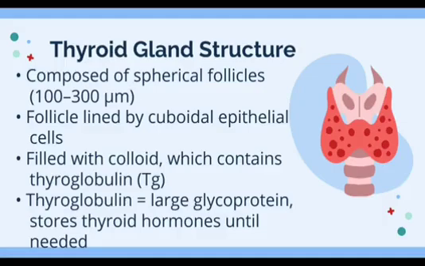The thyroid gland structure. Thyroid gland is composed of spherical follicles. These follicles are lined by cuboidal epithelial cells. These follicles are filled with colloid. This colloid contains the thyroglobulin. The thyroglobulin is a large glycoprotein and it stores thyroid hormones until they are needed.